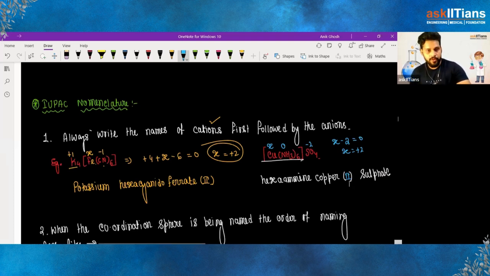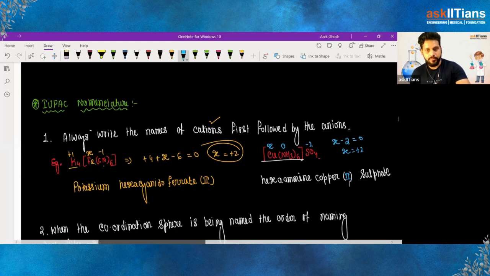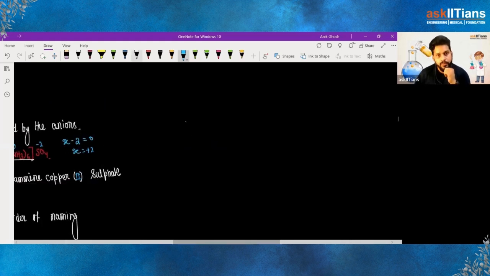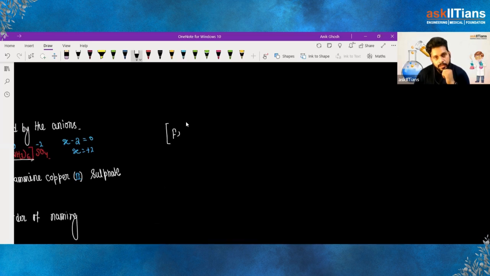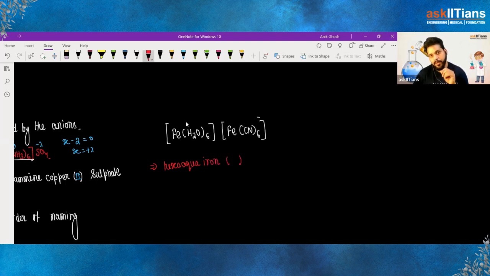Now we are going to try to name another complex here. Let's say, guys, they have given you a question where [Fe(H2O)6] and [Fe(CN)6]. That means both the cation and the anion are coordination compounds. Then how are we going to do this? Hexaaqua iron, normal name. Keep spaces for the primary valence.